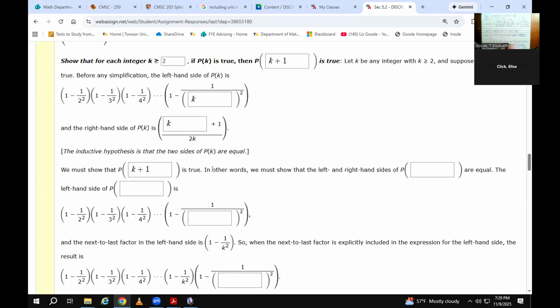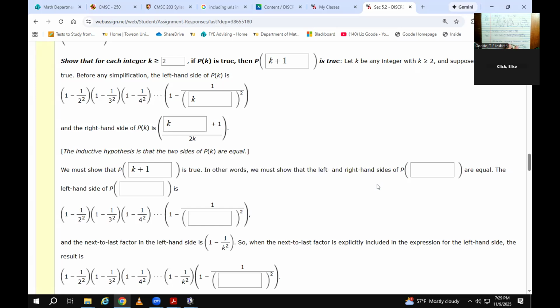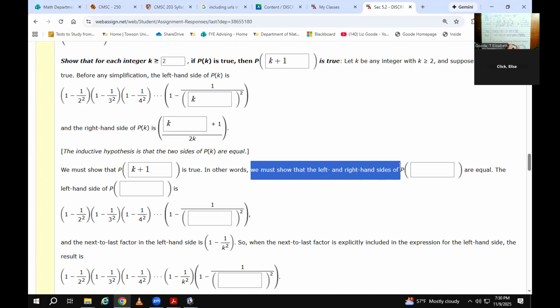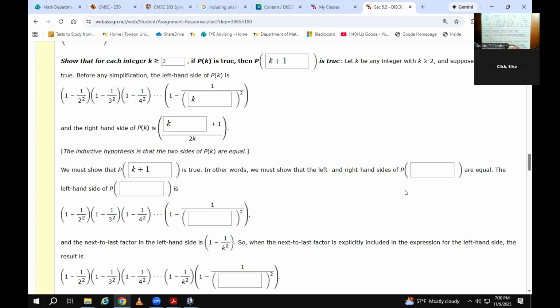So keep reading. In other words, the inductive hypothesis already shows both sides of P of K are equal, so that's not what we have to show. We assumed P of K was true. What we must show is that the left and right hand sides of the next step up are equal. Would it be K plus 1 again? Yep, that's the way it always works.